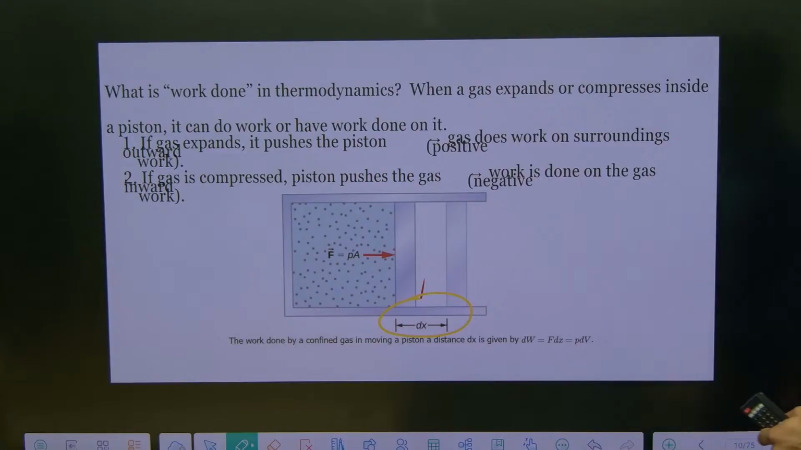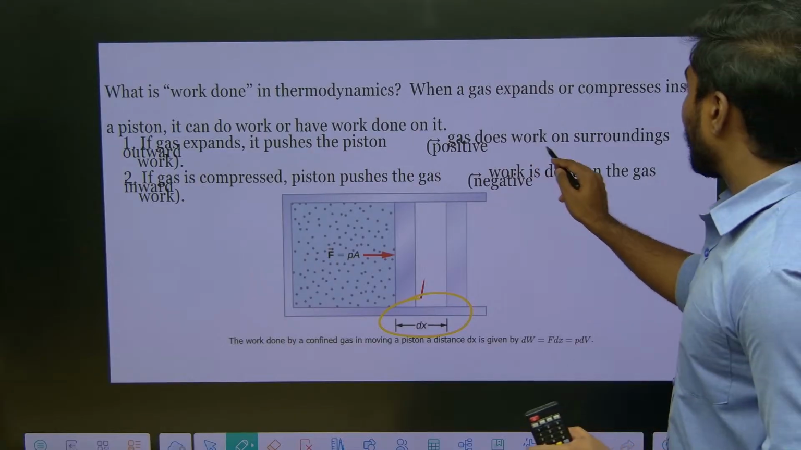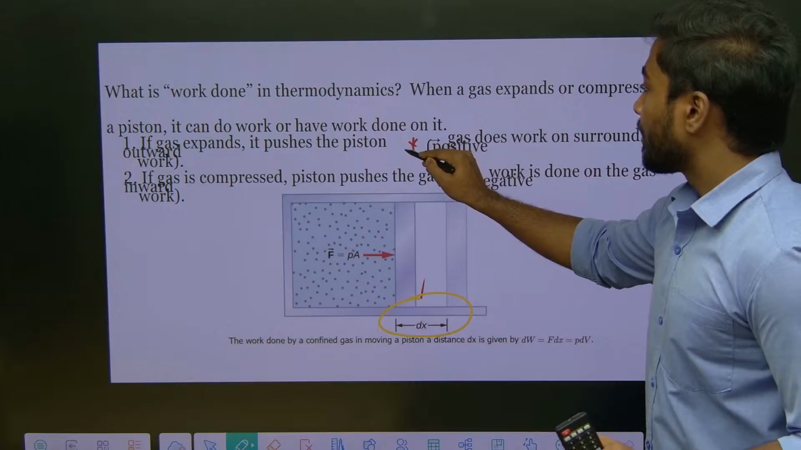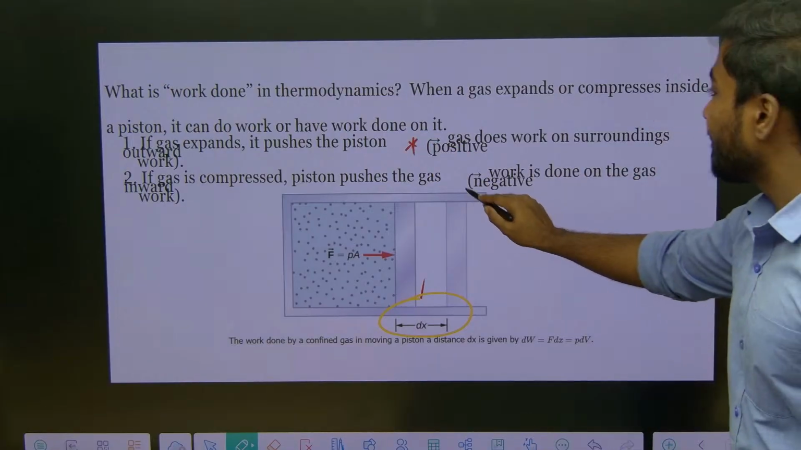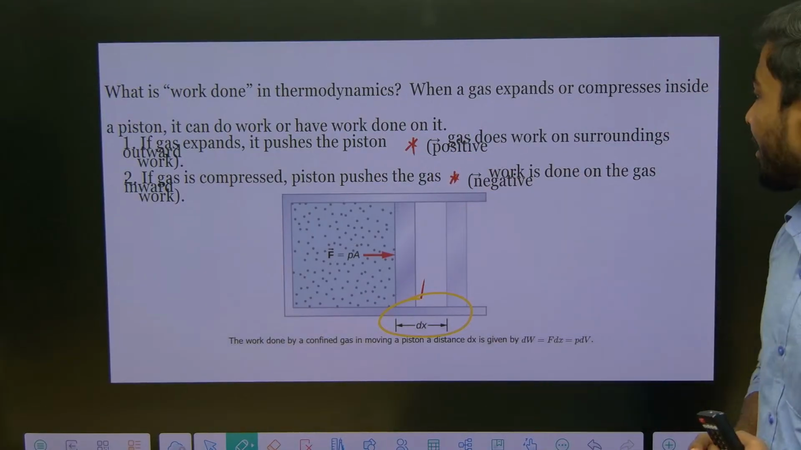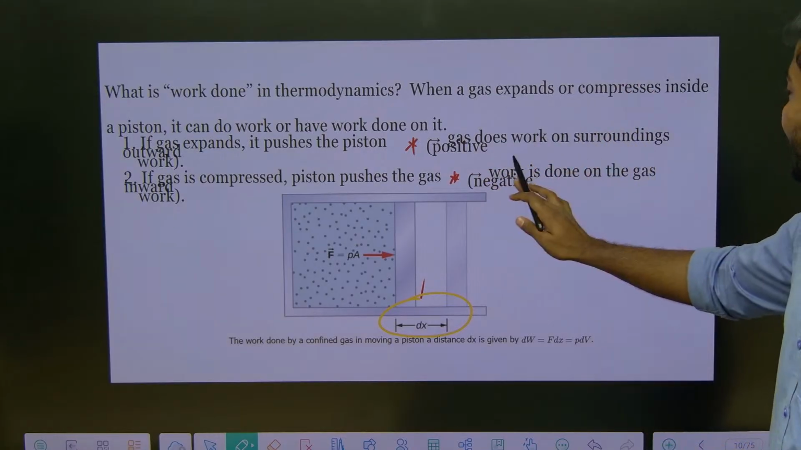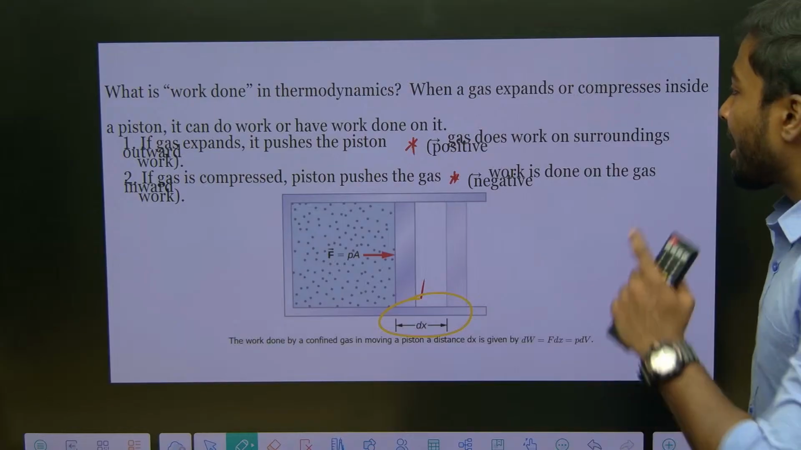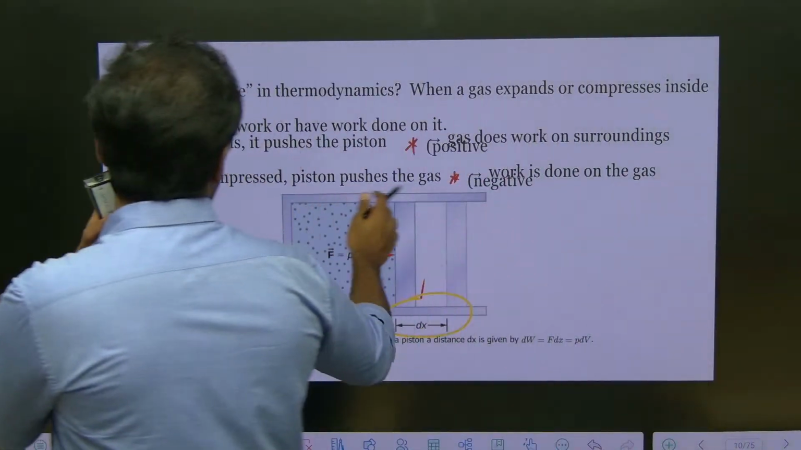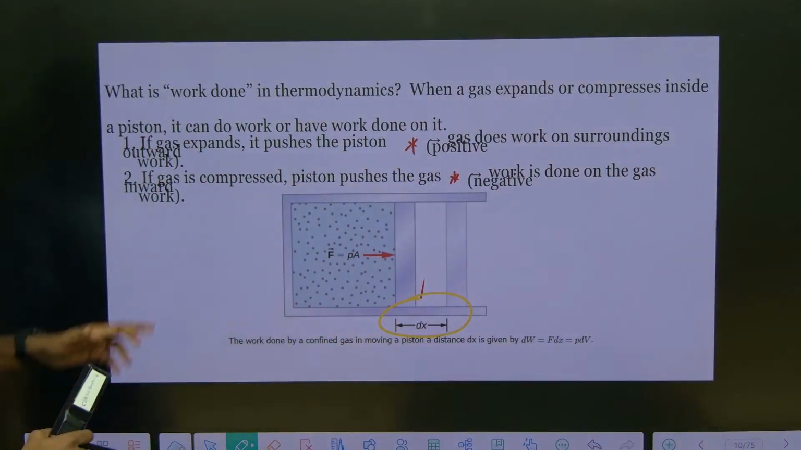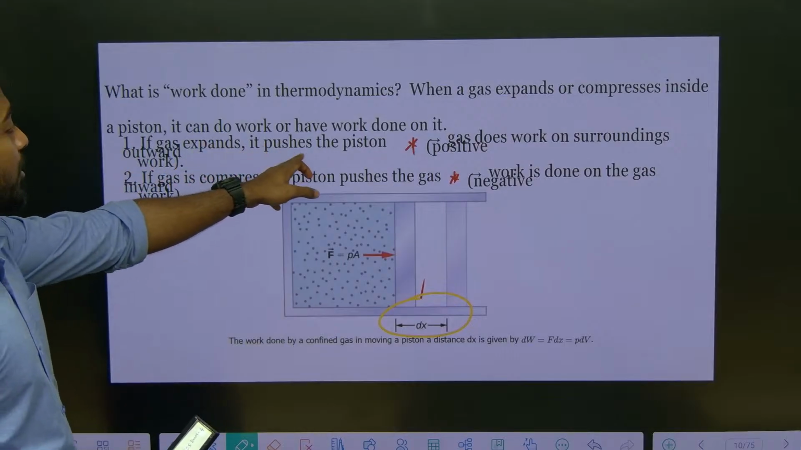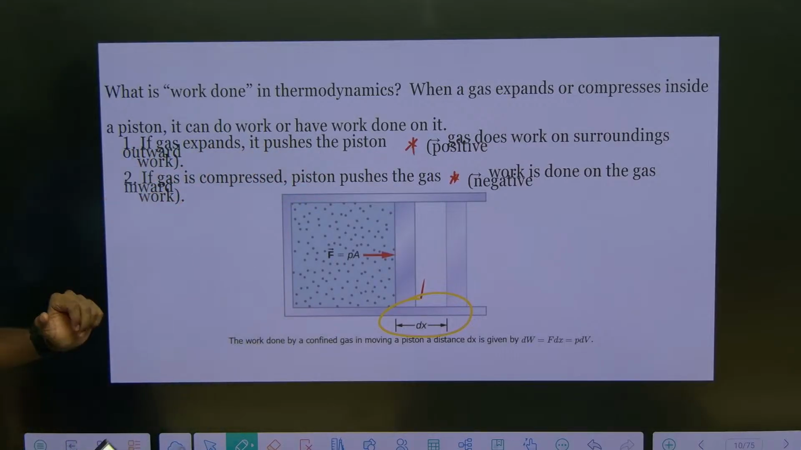Now, see, gas does work on the surroundings: this is positive. Work done on the gas is negative. If a gas is compressed, the piston pushes the gas inward. If a gas is expanded, it pushes the piston outward. Okay.